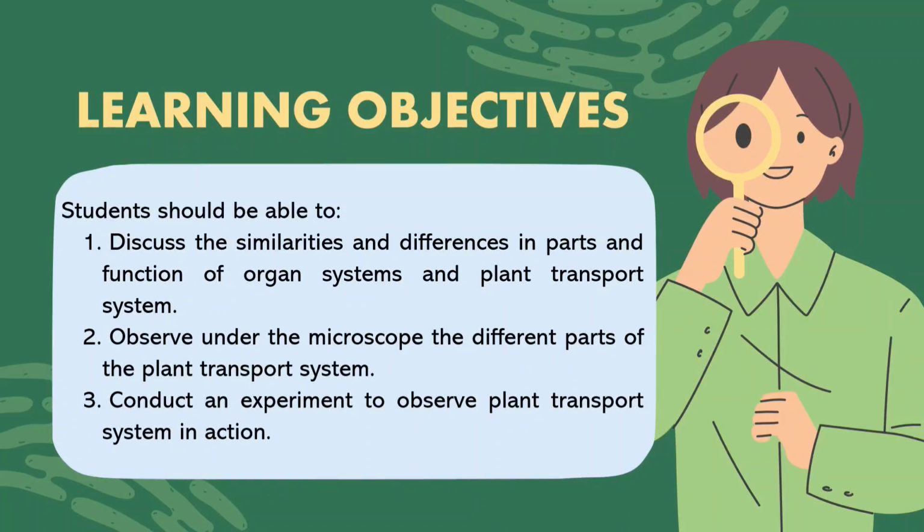Students should be able to, number 1, discuss the similarities and differences in parts and function of organ system and plant transport system. Number 2, observe under the microscope the different parts of the plant transport system. And number 3, conduct an experiment to observe plant transport system in action.